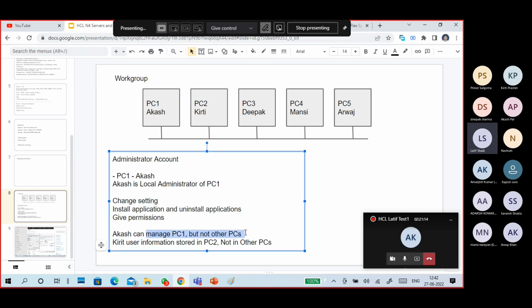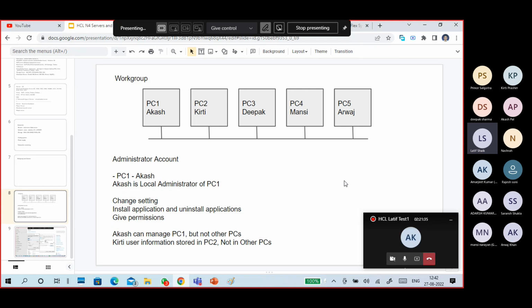Of course, we had to continue this point, but I didn't continue. I went to the other user. So Akash's user information is stored in PC1, not in other PCs. Akash cannot log into other PCs. That is the simplest point.